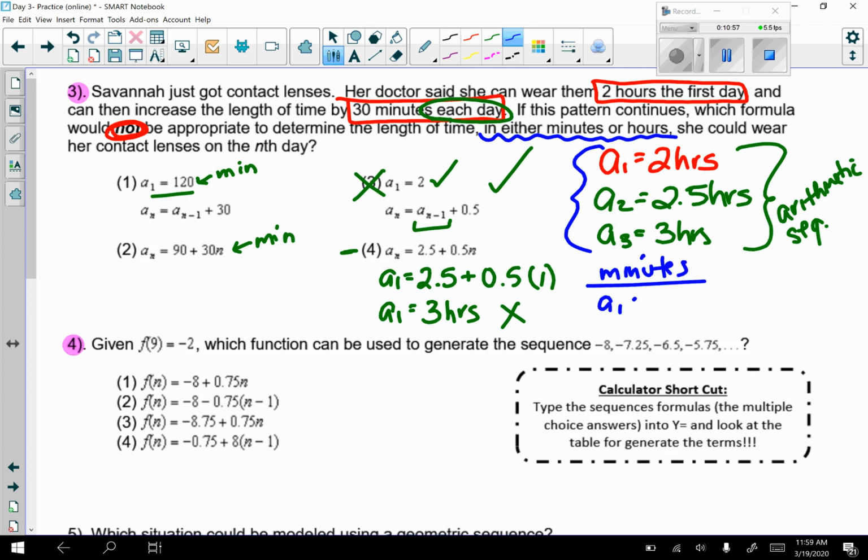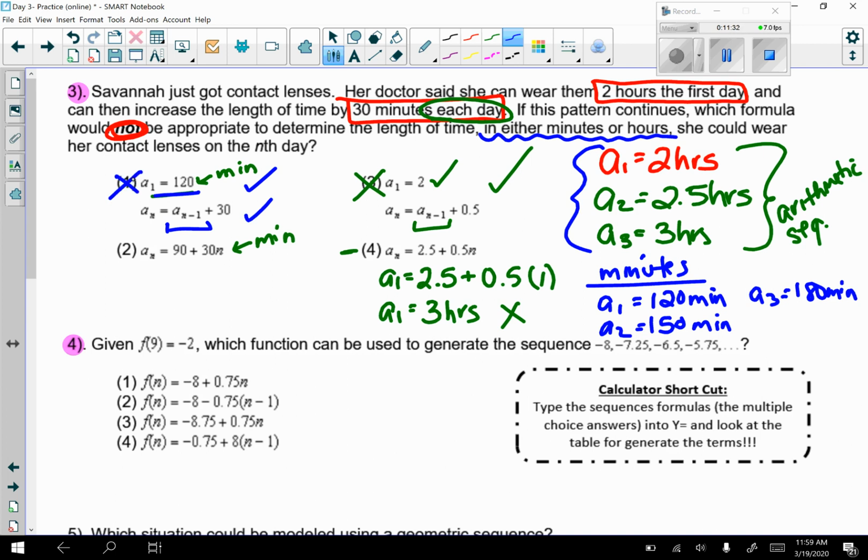So in minutes, a sub 1 would be 120 minutes. A sub 2, I'm adding 30 minutes, so I have 150 minutes. A sub 3 is then going to be 180 minutes, and so on. So I'm going to go back to choice 1. A1 equals 120 minutes. Good. A sub n equals a sub n minus 1, which is the previous term, plus 30 minutes. That works. It's not choice 1.